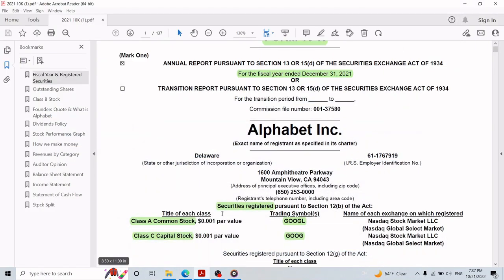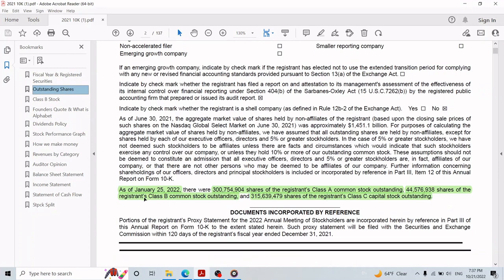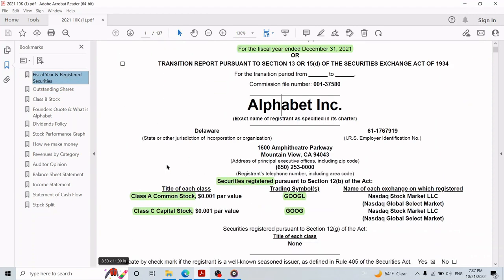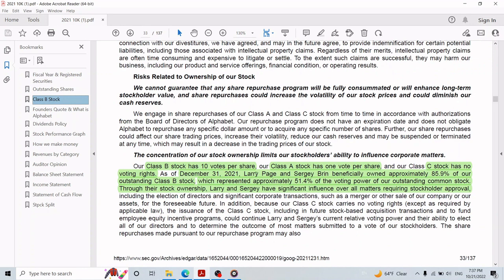On the first page, we can see that there are two securities registered with the SEC, Class A and Class C. And on the second page, we can see the outstanding shares for Class A, about 300 million shares, Class B, about 44 million shares, and Class C, about 315 million shares. But we didn't see Class B in the registered securities. In this paragraph, they are talking more about Class B, saying each share has 10 votes, while Class A has 1 vote, and Class C has no votes.